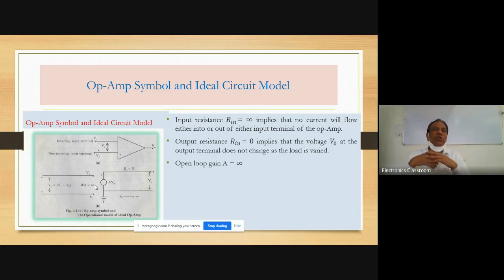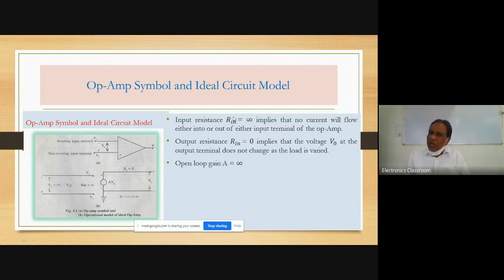This is called the interpretation, or the implications, of Rin equal to infinity. The student has to learn that Rin equal to infinity means that the input resistance of the operational amplifier is infinite, and that is known as an assumption. What is the assumption? The assumption is Rin equal to infinity. हे म्हणजे काय? The input resistance of the operational amplifier is infinite.